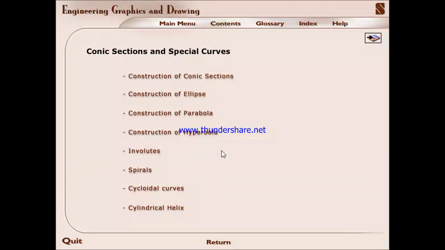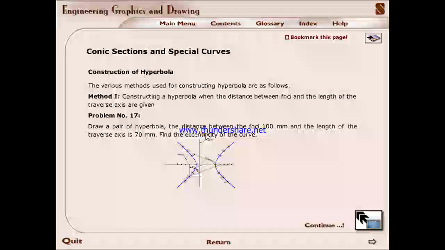Now these are all the parabola constructions. Now next, construction of hyperbola. In this, the various methods used for constructing a hyperbola are as follows.